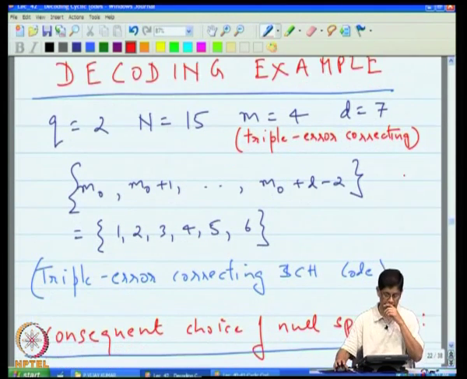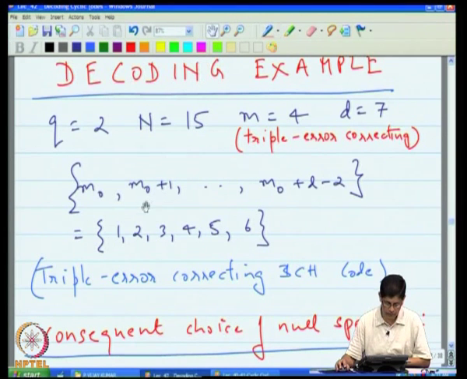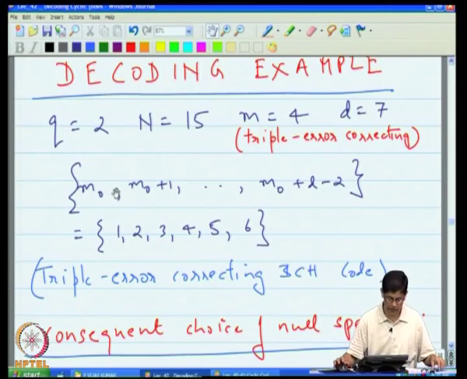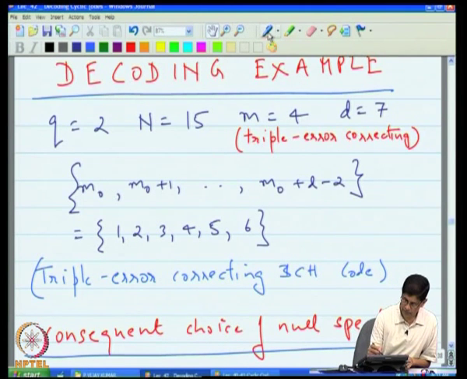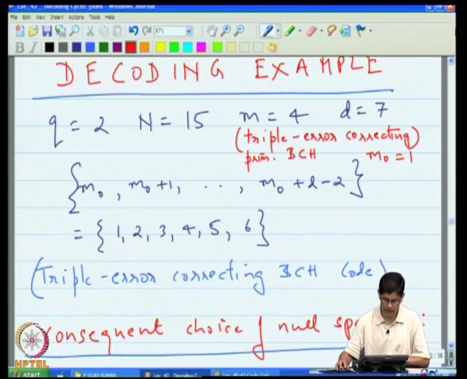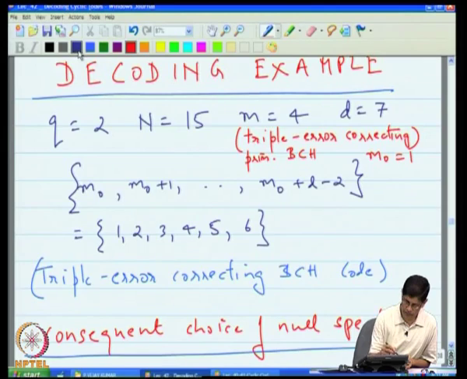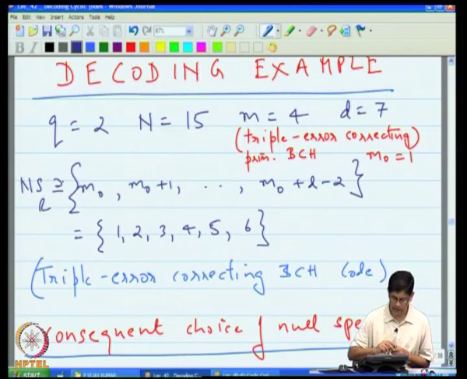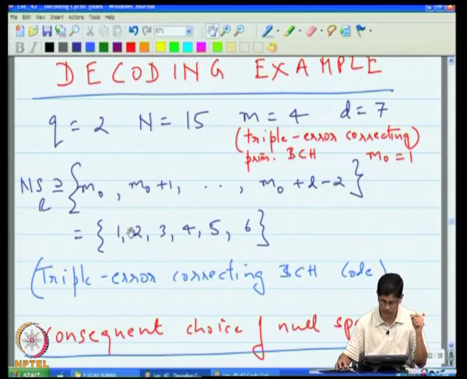Okay, so this is a triple error correcting code. Now, according to the BCH definition, and also we will assume that this is a primitive BCH code. So, m0 is equal to 1. That means that in the case of this code, the mandated string of consecutive frequencies in the null spectrum is 1 through 6. Okay. So, we are saying now that the null spectrum of the code must contain this consecutive string of 6 frequencies.